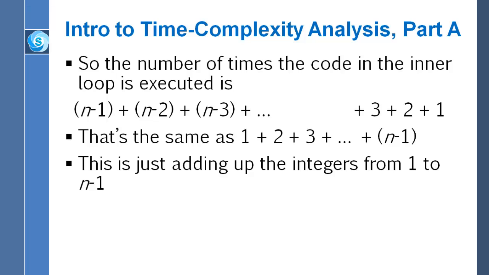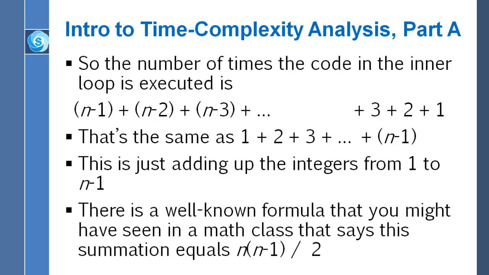If n is 5, then we're adding 1 plus 2 plus 3 plus 4. What is 1 plus 2 plus 3 plus 4? Okay, well that's 10, isn't it? Right. Well, n is 5, so n times n-1 over 2, that's 5 times 4 divided by 2, and that's also 10. Okay, the formula is correct, and we're not going to prove it.